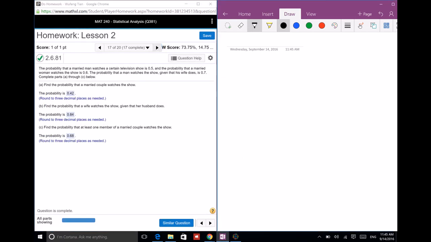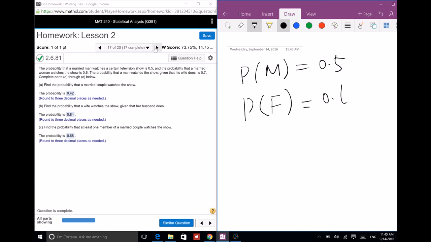The probability that a married man watches a certain television show is 0.5. So let's say a man watching TV is 0.5, and the probability that a married woman watches is 0.6. I would just say husband and wife, because it's a couple in the video. The probability that a man watches the show, given that a wife does, is 0.7.